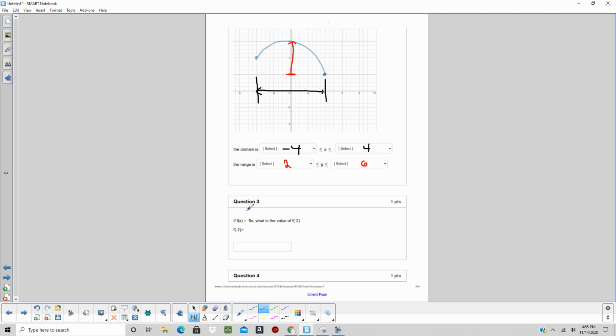On number 3, it's function notation. I'm just going to take that -2 and plug it in. So -5 times -2, that's going to give me +10.